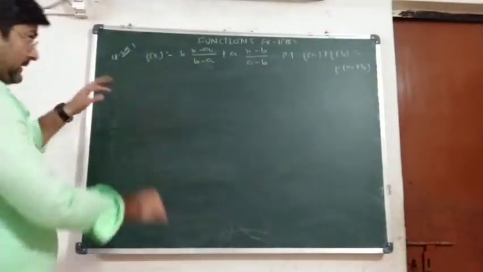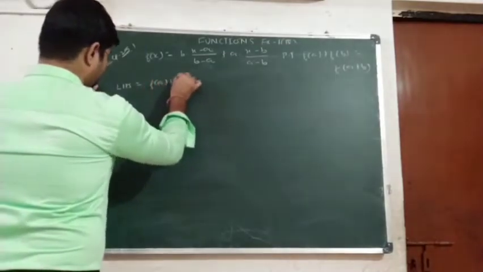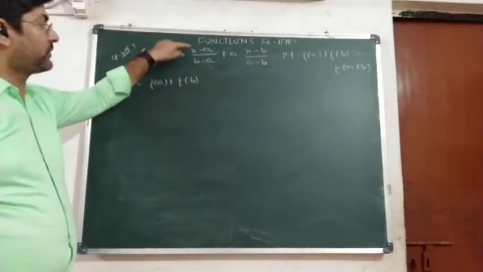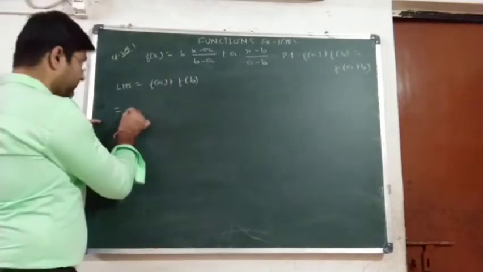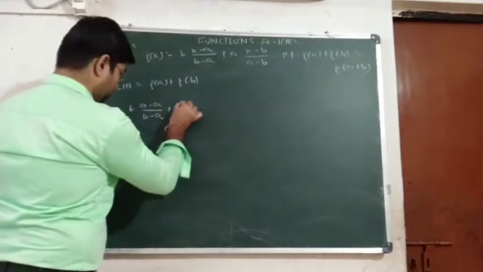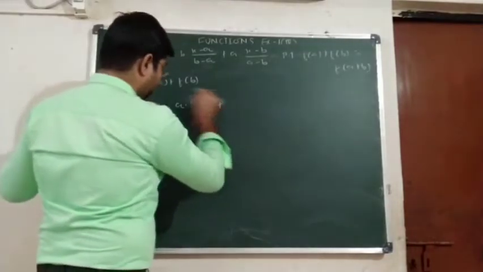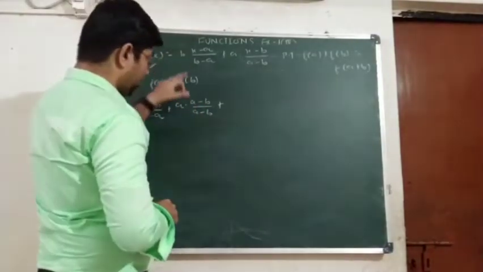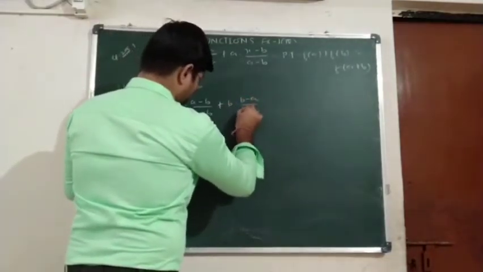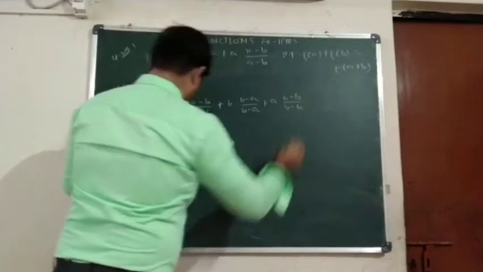Okay, let us take left hand side. LHS is given to be f of a plus f of b. Now you know finding f of a. In the formula of f of x, for x we will substitute a. So this will become b into a minus a upon b minus a plus a into a minus b upon a minus b, plus similarly for f of b, x will be substituted by b. So b into b minus a upon b minus a plus a into b minus b upon b minus b.